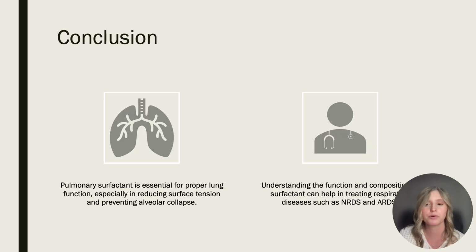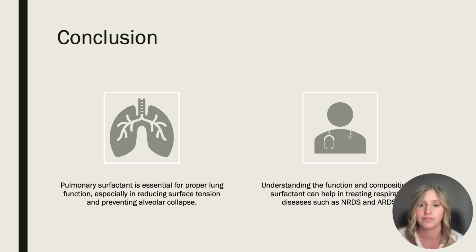So in conclusion, pulmonary surfactant is critical for normal lung function. It reduces surface tension in the alveoli, preventing their collapse and ensuring efficient breathing and gas exchange. Now, surfactant also plays a role in defending the lungs from infections.